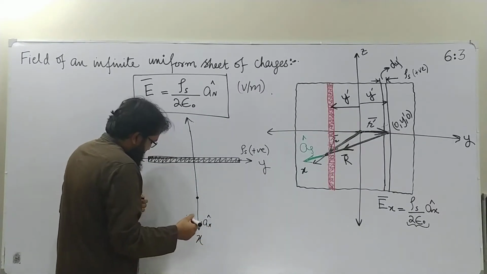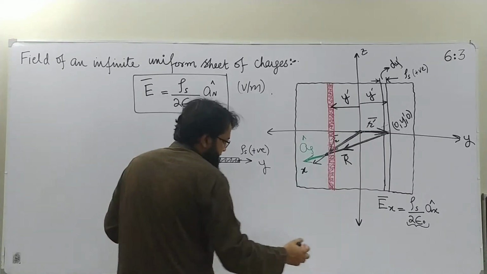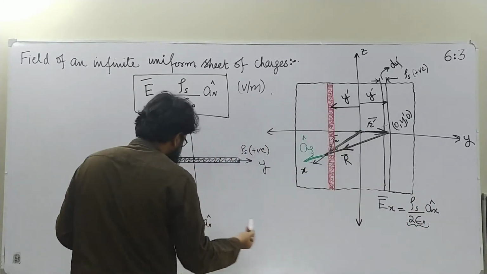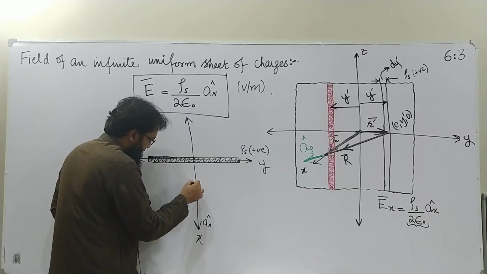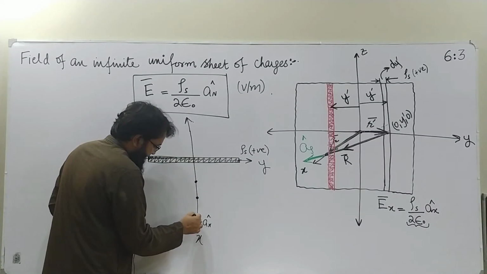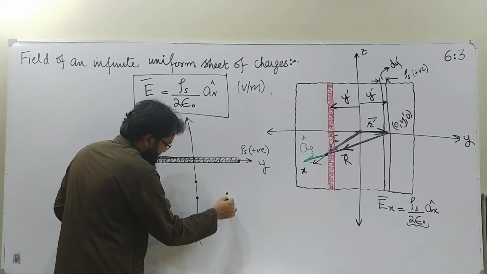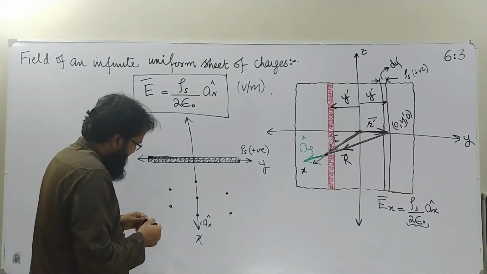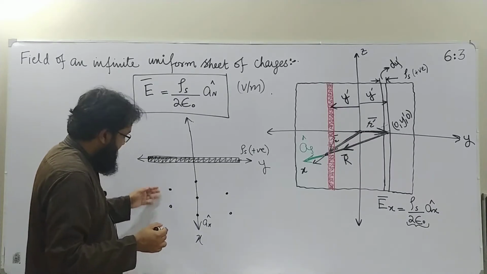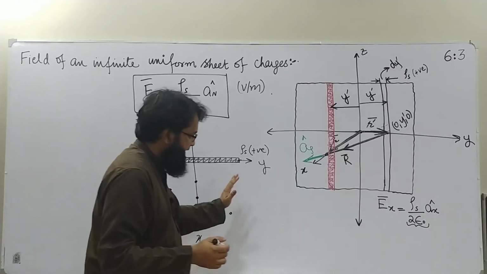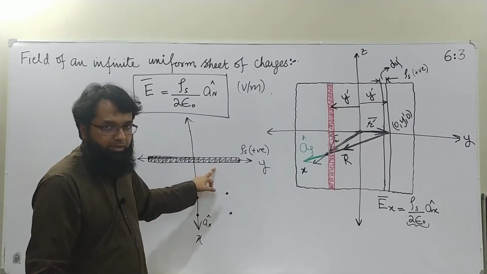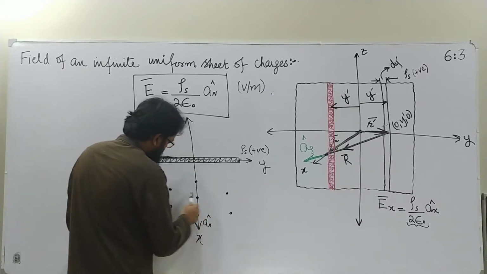Since the magnitude has no x, y, z in it, it does not matter whether the field point is here or here or here. Wherever the field point may be, the amount of field experienced by the field point due to this infinite sheet of charge would be the same.